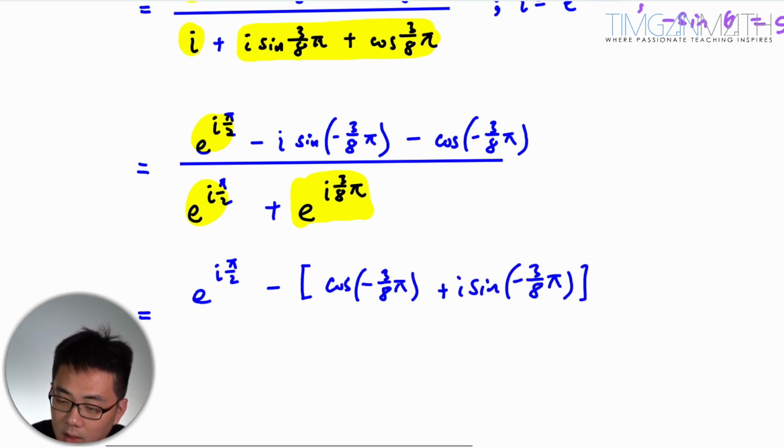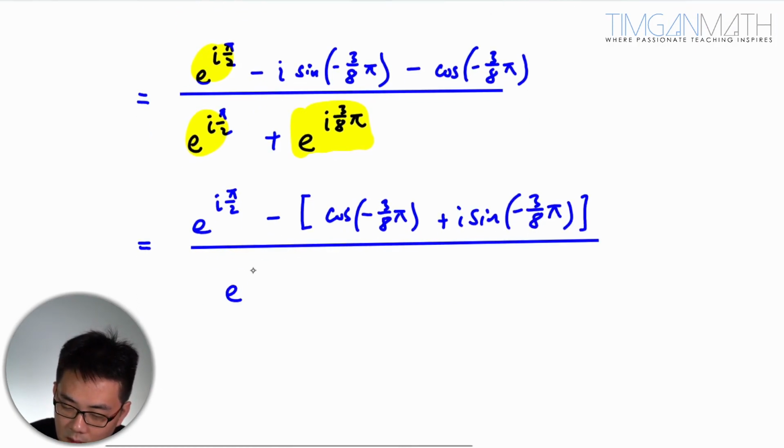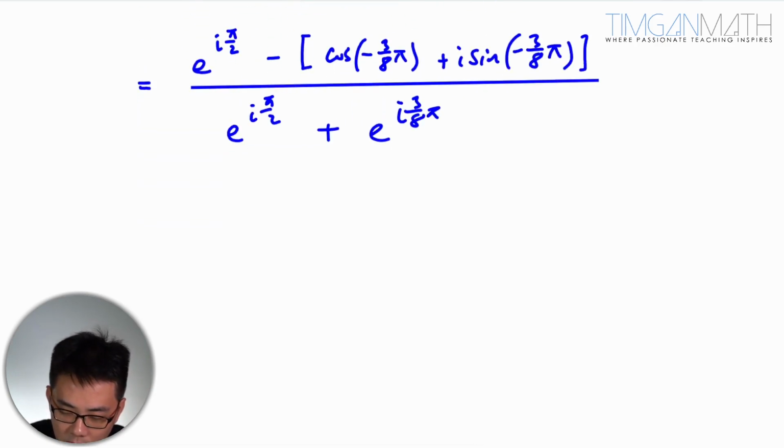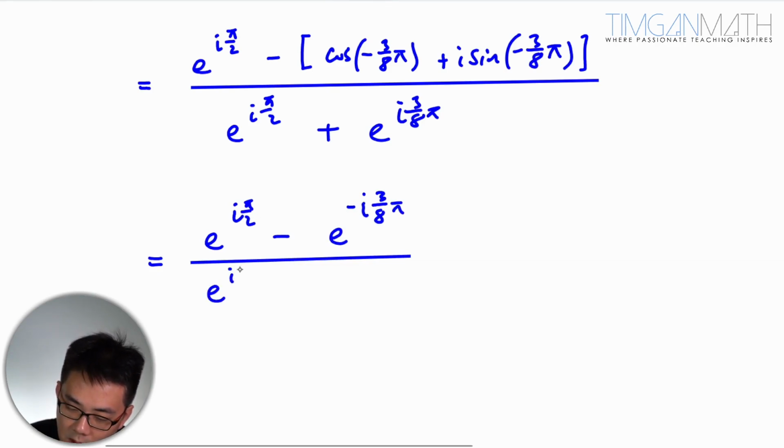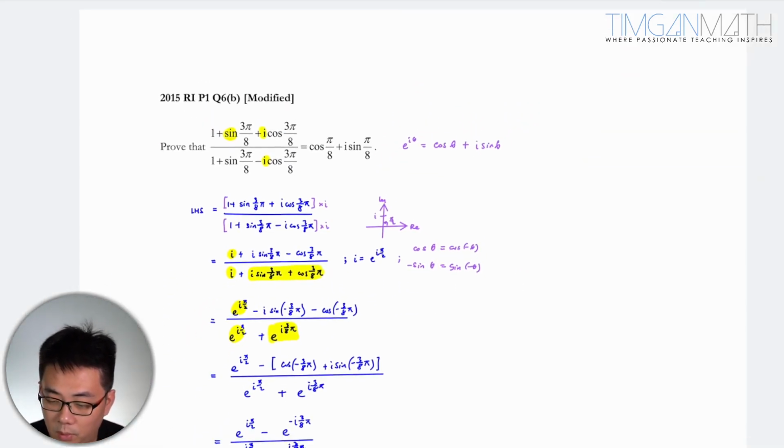Okay, and after which this case here be e^(i3π/8) plus e^(i3π/8). This would then be just e^(iπ/2) minus e^(-i3π/8) over e^(iπ/2) plus e^(i3π/8). Okay, let's look at what we want to show.